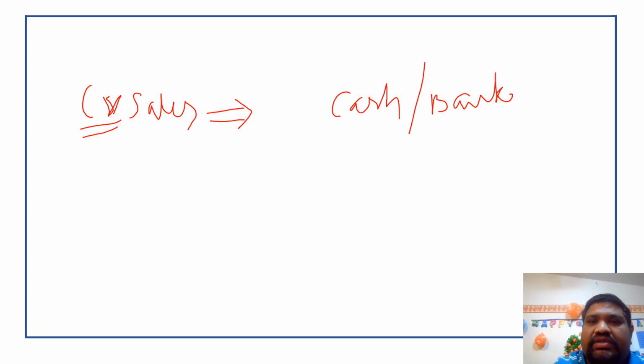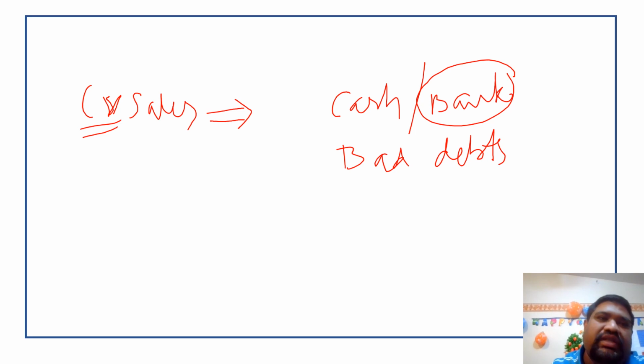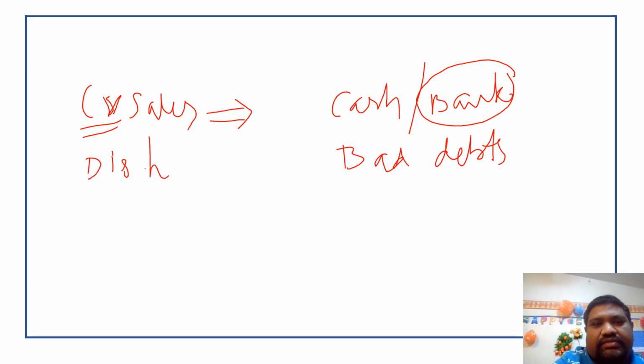The next one, what are the other possibilities? Some customers may turn into bad debts. They say, I cannot pay the amounts. Got the point? And the cheques which the business received, some cheques may be bounced. That means unpaid cheques. The bank could not pay them. In that case, what happens? We'll get dishonored cheques. Please do remember these 4 points.